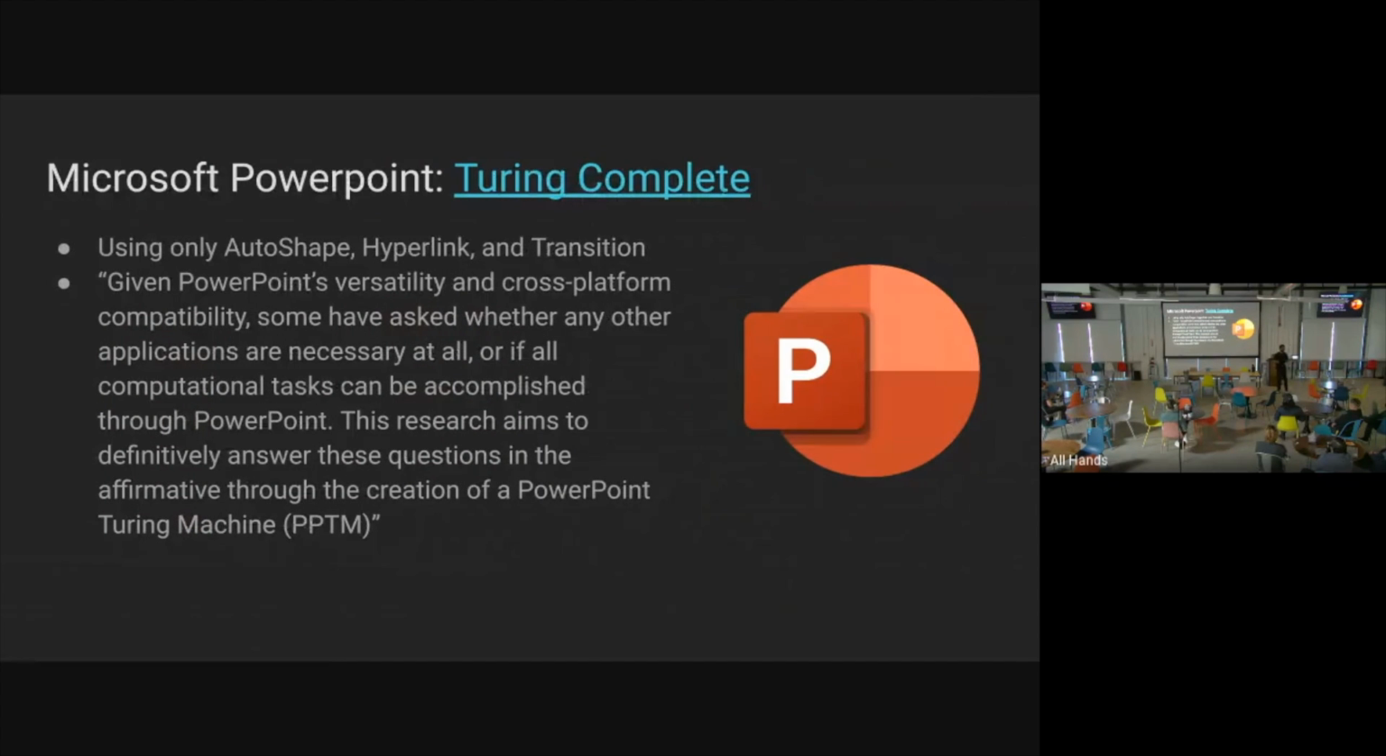Microsoft PowerPoint is Turing complete. Obviously, it has macros and stuff, but here using only AutoShape, hyperlink, and transition. And this paper is hilarious. Given PowerPoint's versatility and cross-platform compatibility, some have asked whether any other applications are necessary at all, or if all computational tasks can be accomplished through PowerPoint. This research aims to definitively answer these questions in the affirmative through the creation of a PowerPoint Turing machine.